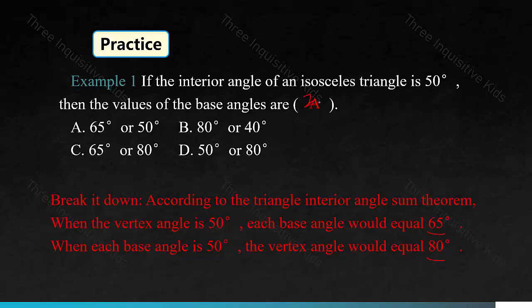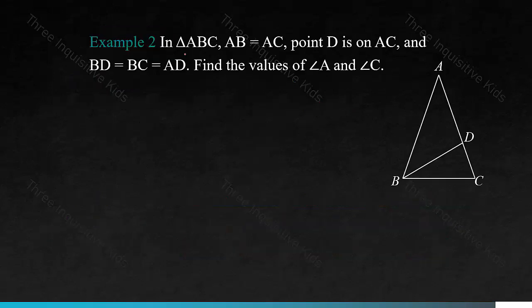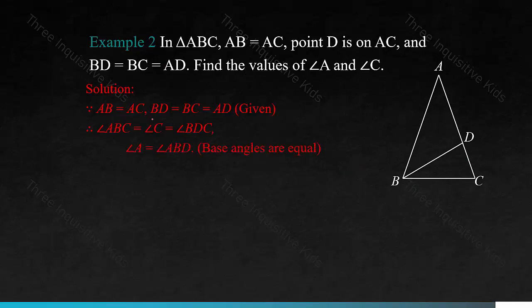The answer is C. In triangle ABC, AB equals AC, point D is on AC, and BD equals BC equals AD. Find the values of angle A and angle C. Here's our solution. Because AB equals AC, BD equals BC equals AD, that's given. Angle ABC equals angle C, which equals angle BDC, and angle A would equal angle ABD, because we know that base angles have to be equal.